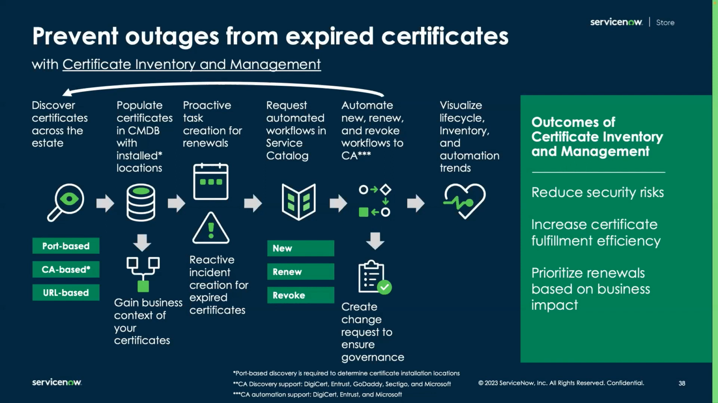We provide you with a standard catalog for requesting certificates. We provide a manual method and an automated method. This slide shows the automated method. So you can request a new, a renew, or a revoke. We can automate the request out to your CA. For automation, we support DigiCert, Entrust, and Microsoft, so a subset of the ones I told you about earlier. We have a roadmap to add more over time. At the same time, we create a change request so that you can track that process with your change process. And then, of course, we give you a dashboard to visualize the inventory, the trends, and the complete lifecycle of your TLS certificate data.